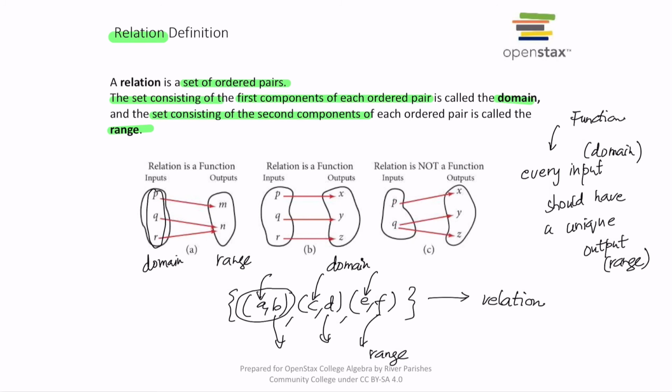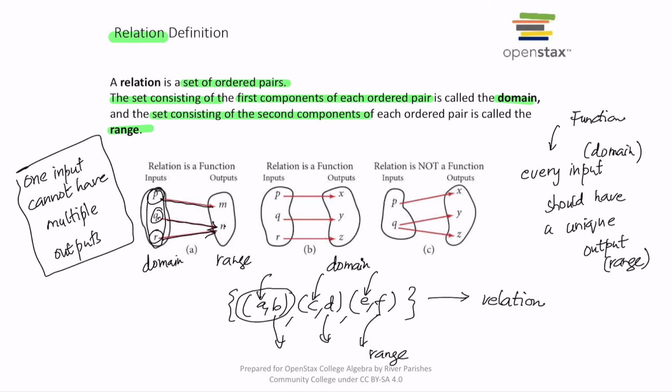A set can be a relation but not a function. For example, in this one, notice that each input points to a unique output, even though Q and R here are also pointing to the same output, but they are not having two outputs from one input. Understand that one input cannot have multiple outputs. This is the prime principle in functions. Again, here each input has a unique output, so this can also be considered a function.